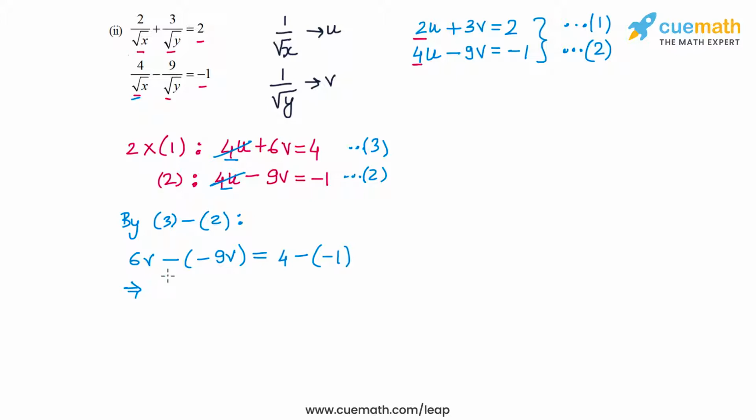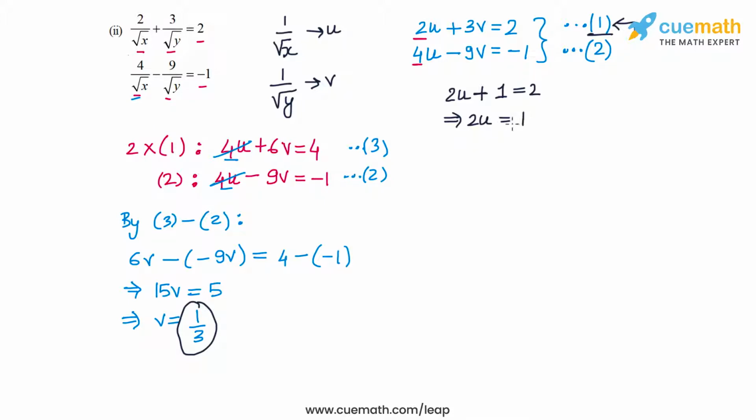So this gives us 6v plus 9v or 15v, and on the RHS we have 4 minus 1 or 4 plus 1 or 5, and from here we get v is equal to 5 by 15 or 1 by 3. And now that we have the value of v, which is 1 by 3, let's substitute this into any of the original equations and find the value of u. So let's substitute this into equation 1. So we get 2u plus 3v or 3 into 1 by 3 or 1 is equal to 2, and from here we get 2u equal to 1 or u is equal to half.